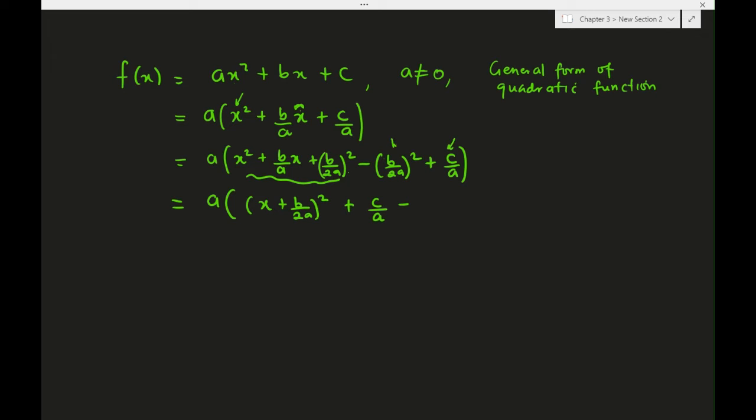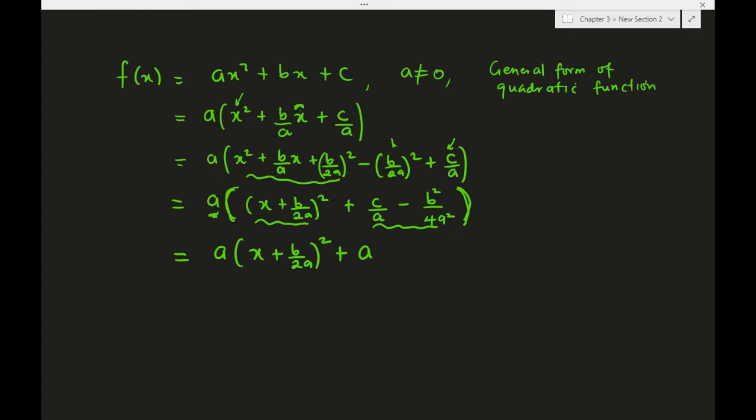Then we write this term, which is b over 2a all squared, so this will just become b squared over 4a squared. All right, let's close the bracket. So we can take this a inside, so that you have a times x plus b over 2a all squared plus a times this big bracket. I'm just multiplying, so we're just expanding the bracket.